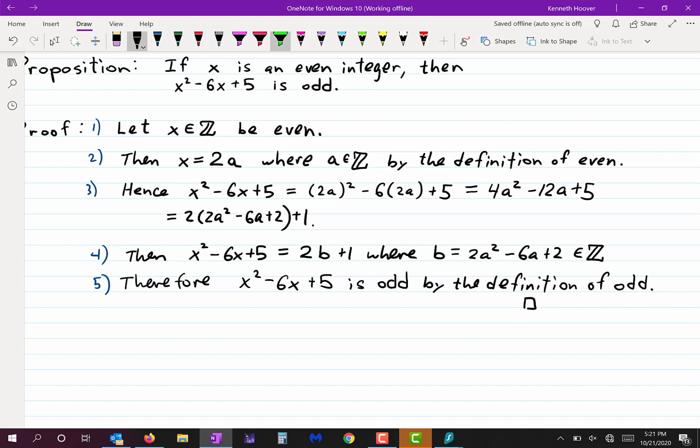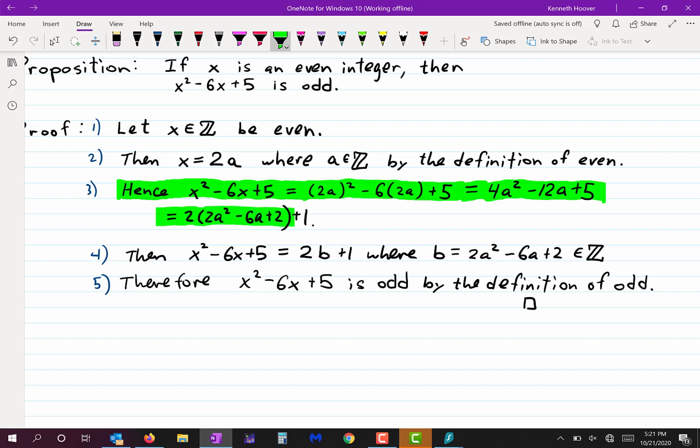It says, I'll highlight as we go. It says, hence, x squared minus 6x plus 5 equals 2a squared minus 6 times 2a plus 5, which equals 4a squared minus 12a plus 5, which equals 2 times the quantity 2a squared minus 6a plus 2 plus 1. That's the correct way to read that. Okay?